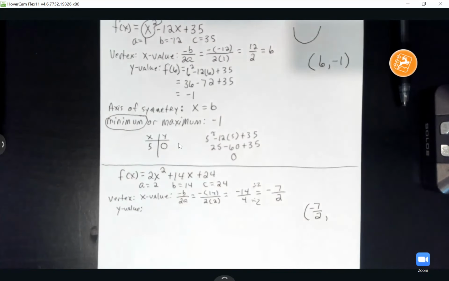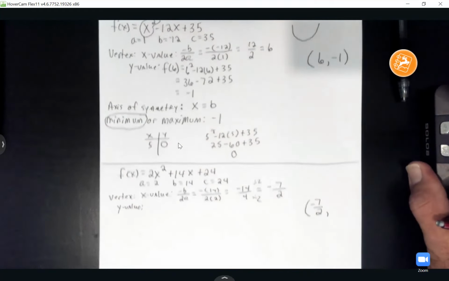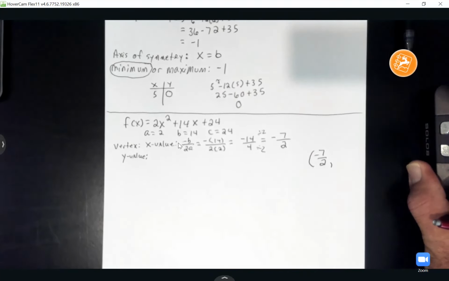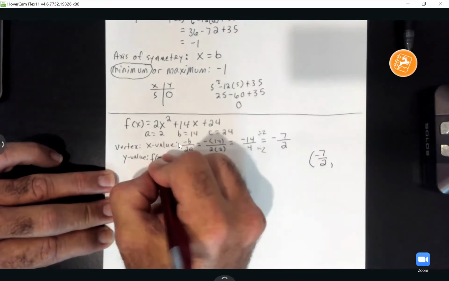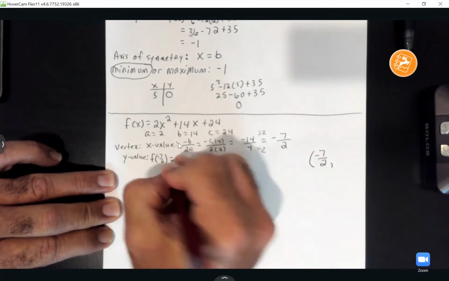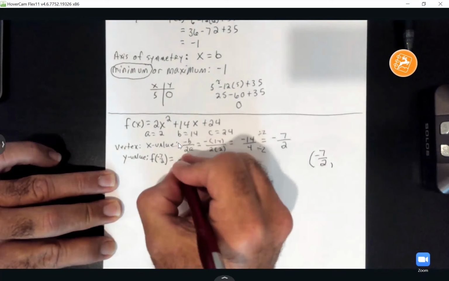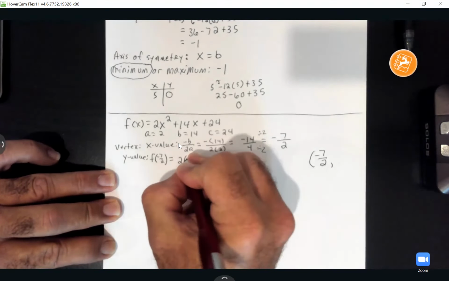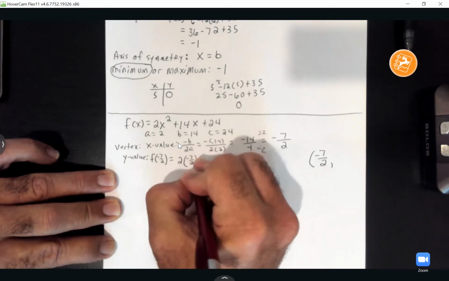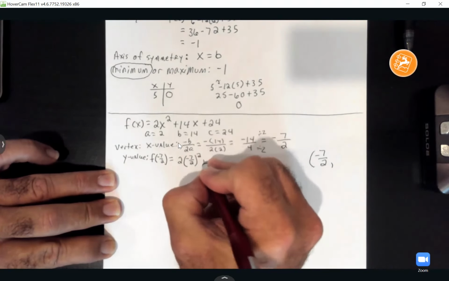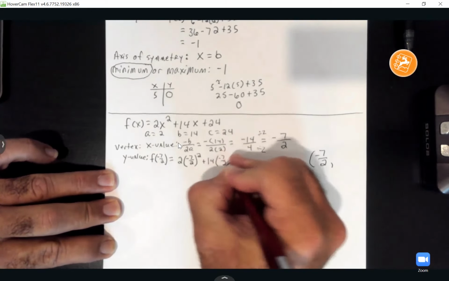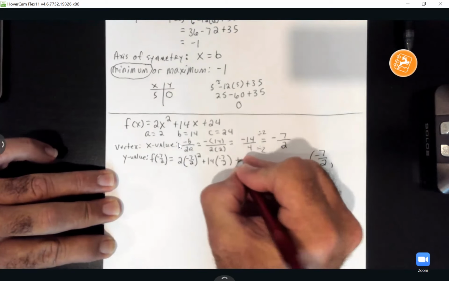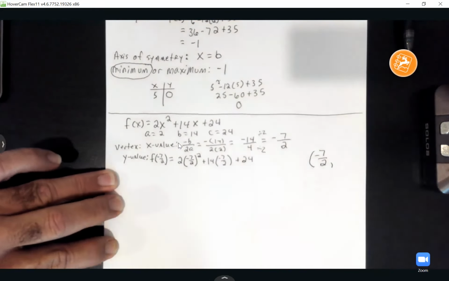And y'all, this is the only problem like this one. This is like y'all's number 3. It's the only one where you're going to have to mess with these fractions, okay? So we're finding f of -7/2. That's going to equal 2 times -7/2 squared plus 14 times -7/2. And at the end is a plus 24.